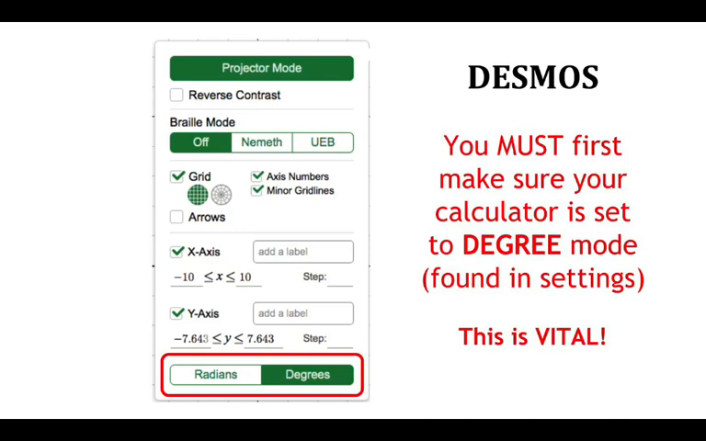We need to make sure our calculators, no matter what calculator you use, is in degree mode. If it's not in degree mode, if it's in radians, you're going to get the wrong answers. So always check that when you first turn your calculator on, if you know you're going to be doing things that require you to be in degree mode.